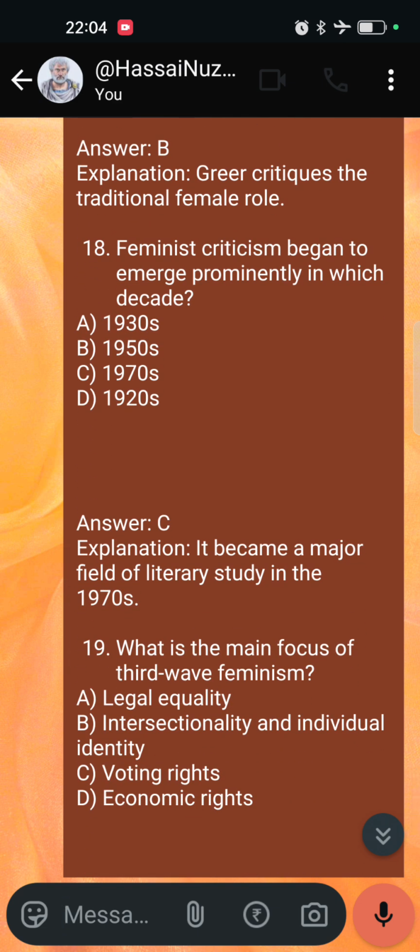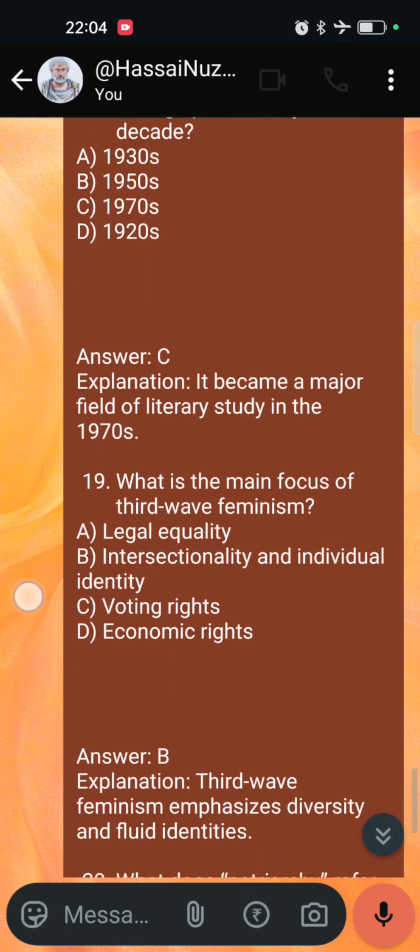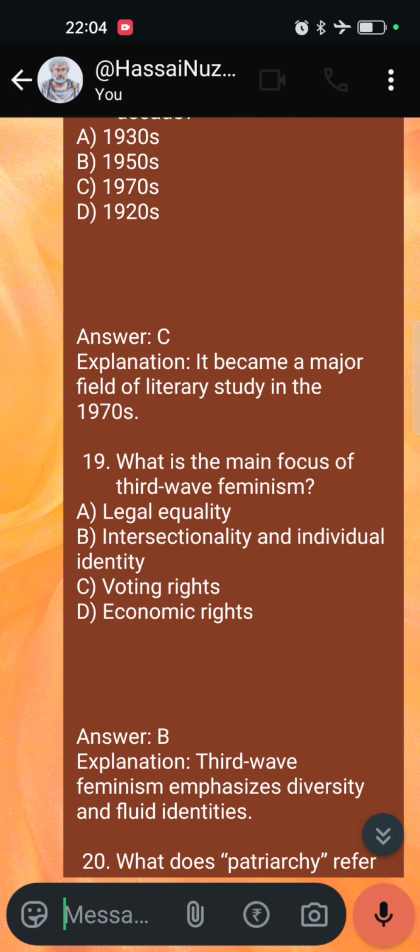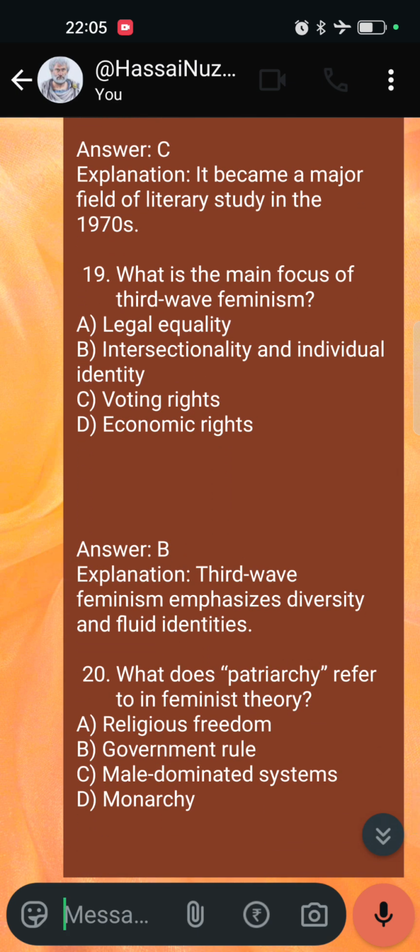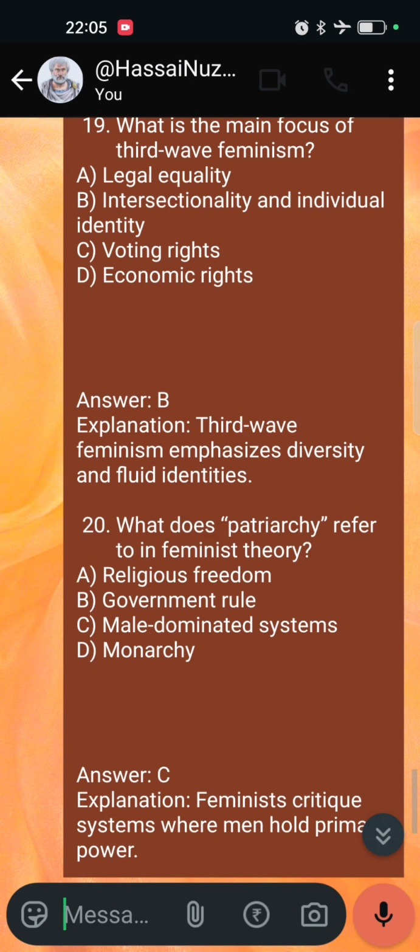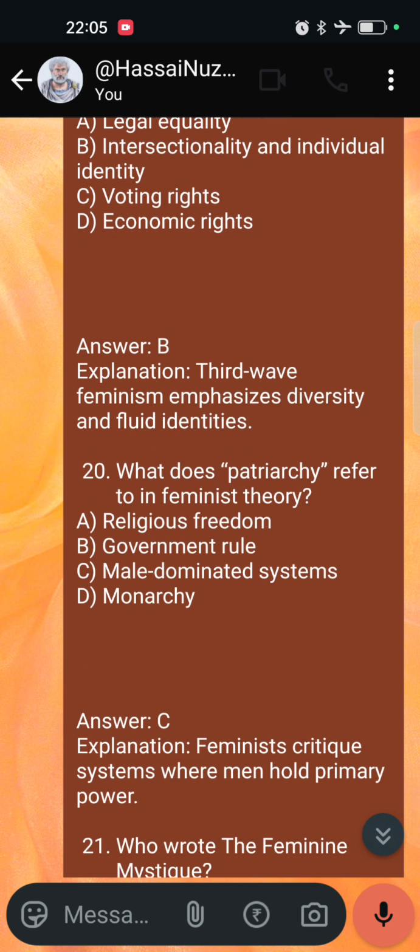19th question. What is the main focus of third wave feminism? Answer is B. Intersectionality and individual identity. Third wave feminism emphasizes diversity and fluid identities. 20th question. What does patriarchy refer to in feminist theory? Answer is C. Male dominated systems. Feminists critique systems where men hold primary power.